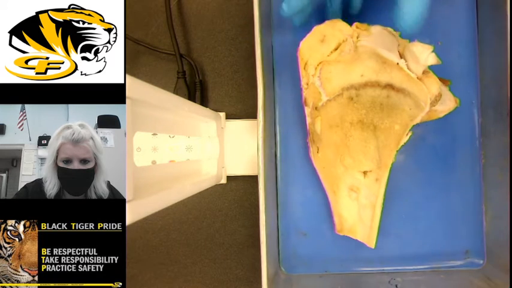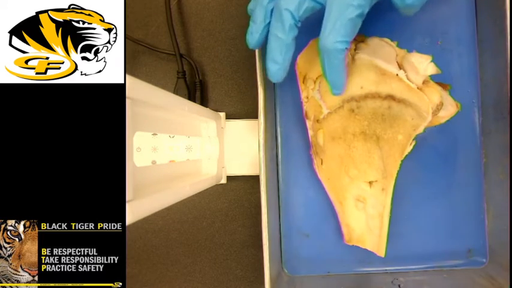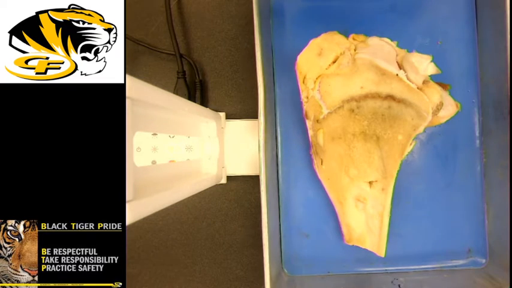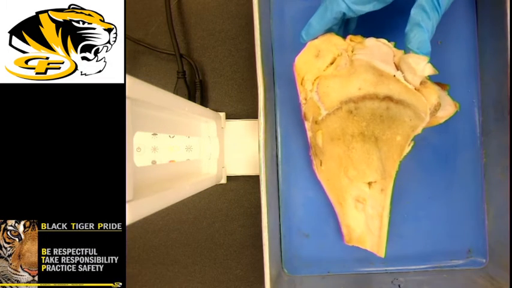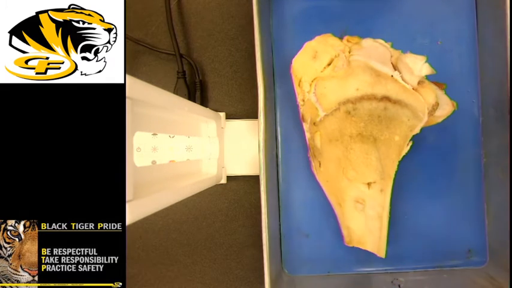It's hard to see the differences. It feels rougher as I rub my finger on it. And if you look at it, it looks more splotchy. So hopefully you are able to see that. The trabecular bone looks more splotchy compared to our compact bone, which I'll adjust in a moment.